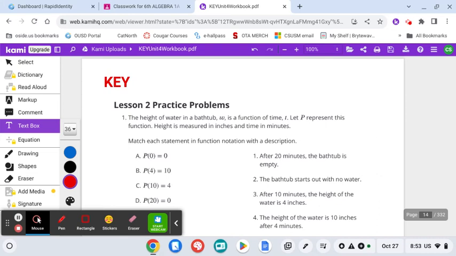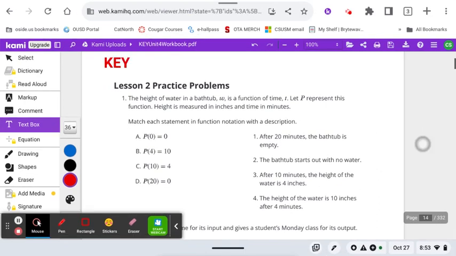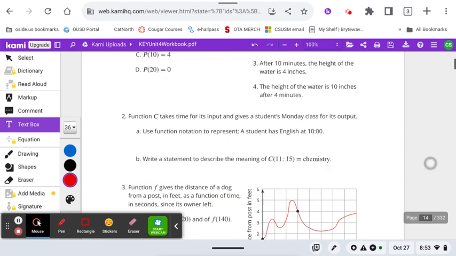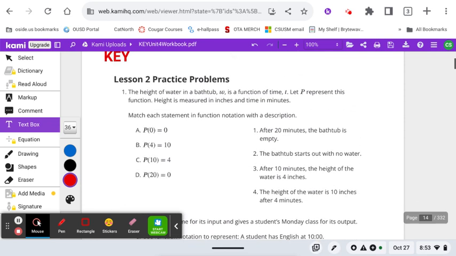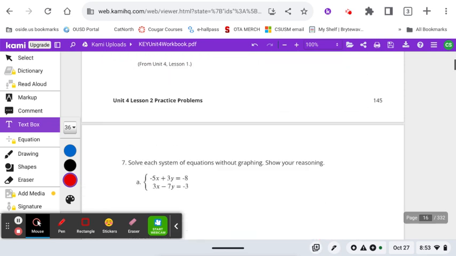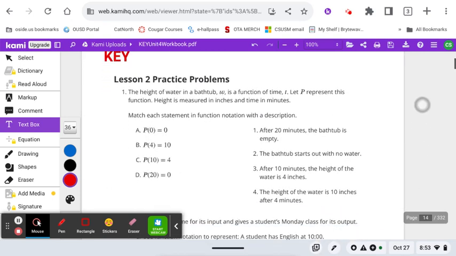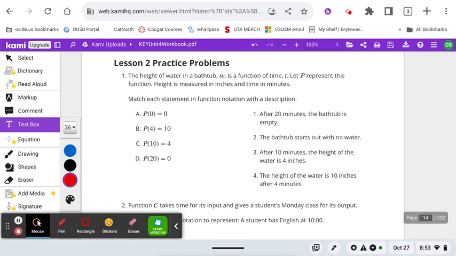All right, here we are on the Lesson 2 practice problems, Algebra 1, Illustrative Mathematics. This starts on page 144 of your student workbook. There's only 6 or 7 problems today. Let's go look. 7 problems, and that last one is a review back from our previous unit on solving systems. So let's see how we do today.